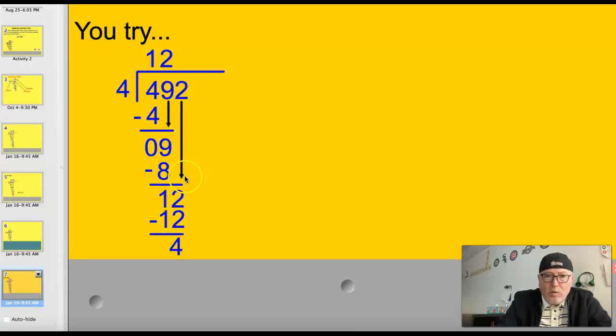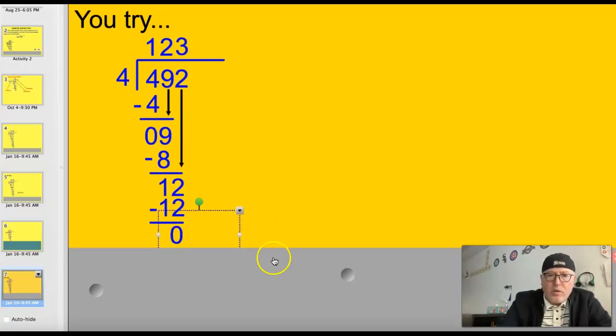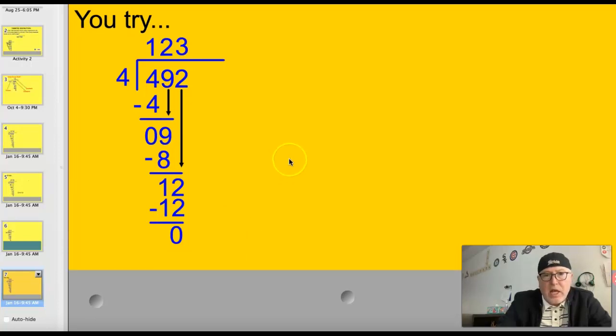4 doesn't fit into 1, we bring down the 2. Does 4 fit into 12? Yes, it fits in there 3 times. 3 times 4 is 12, and we subtract 12, and we have 0. Sorry about that, folks. Too many slides here. So our answer is 123. We have 0 remainder. We've zeroed this problem out.